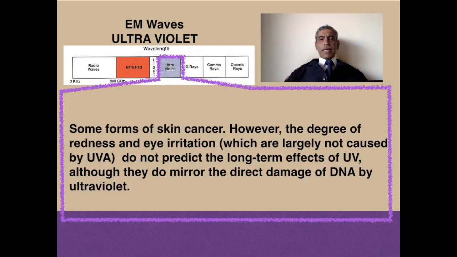Effects of UV rays, we are all very familiar. They may cause skin cancer. Sometimes it causes eye irritation, and long-time exposure may cause eye damage, etc. So these are the bad effects of ultraviolet. But luckily, we know most of it gets absorbed in the ozone layer.